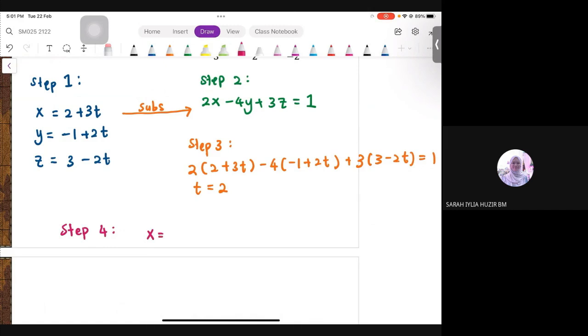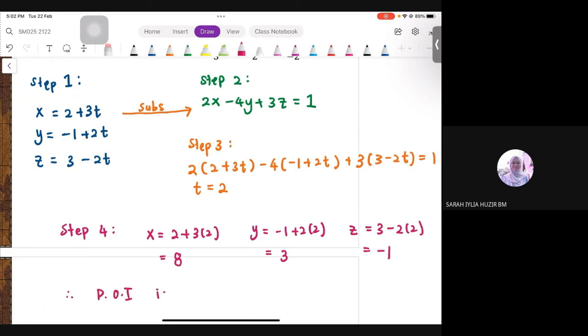So first one, x will be 2 plus 3 times 2. That should be 8. Second one, for y, we have negative 1 plus 2 times 2. That should be 3. And then the last one, for z, we have 3 minus 2 times 2. And that should be negative 1. So we may make a conclusion here that the point of intersection is basically in the form of coordinate. Remember, 8, 3, negative 1. Okay, so that's all for topic 5.